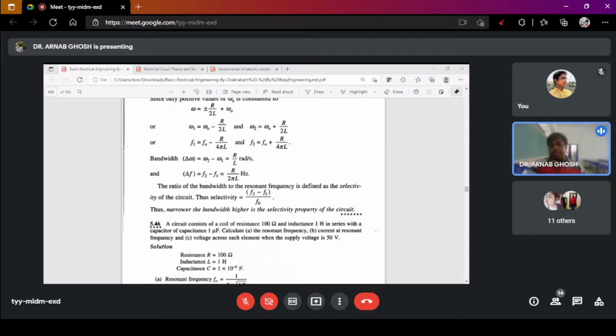Calculate the resonant frequency by the formula 1 by 2 pi root over LC. First you calculate the resonant frequency.